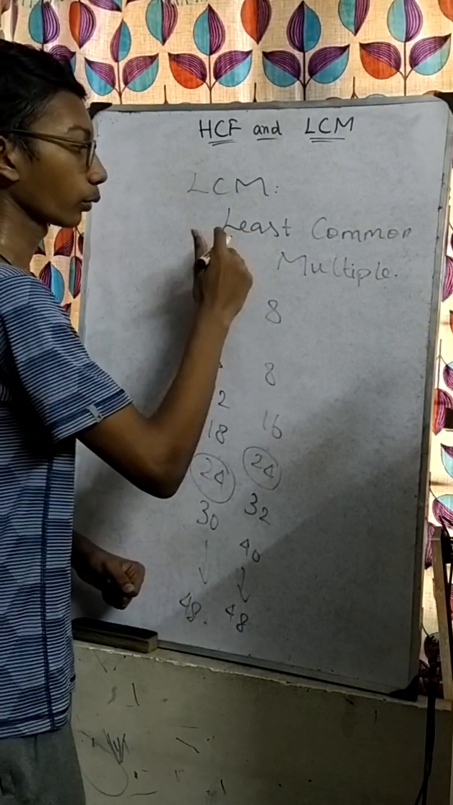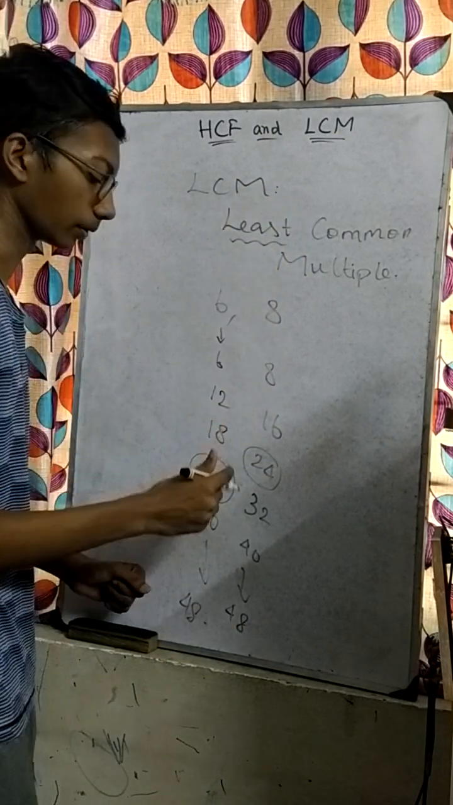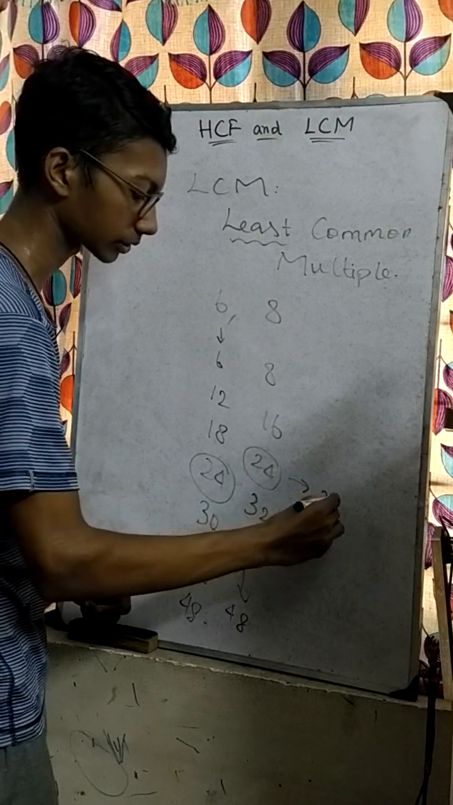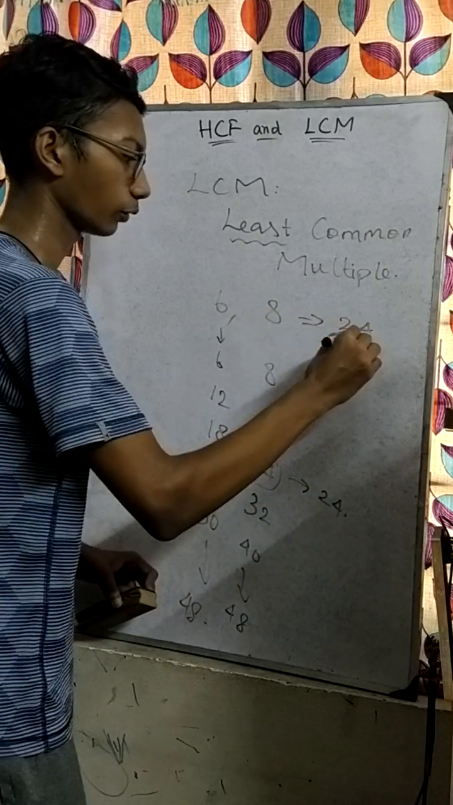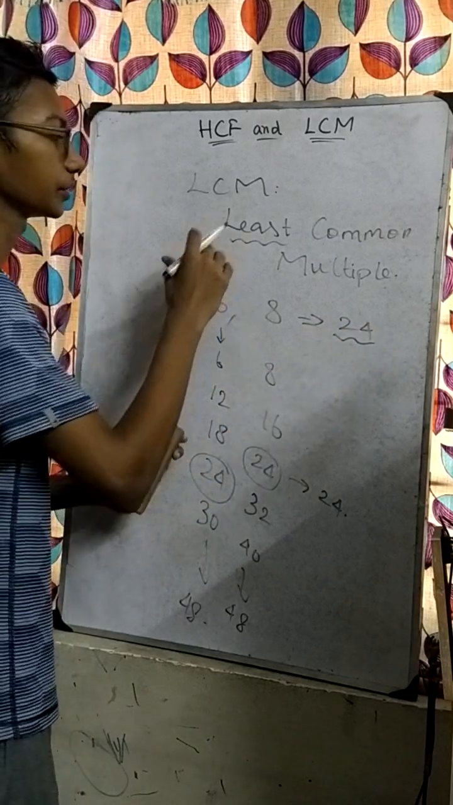But what we are required to see is the least common multiple. So the least number we have here is actually 24. So the LCM of 6 and 8 is 24. So this is what LCM means.